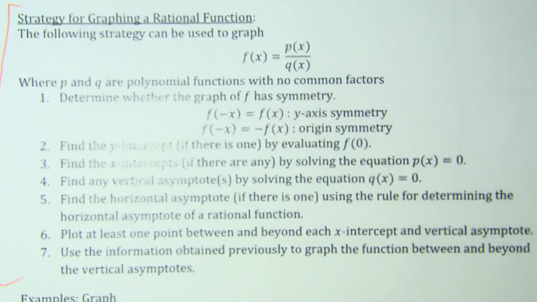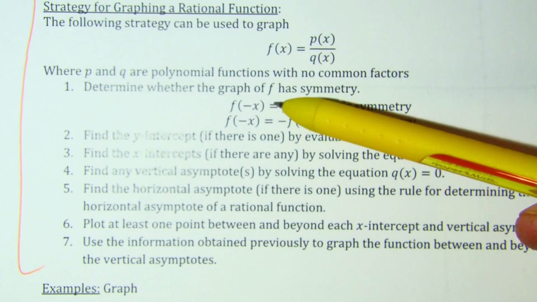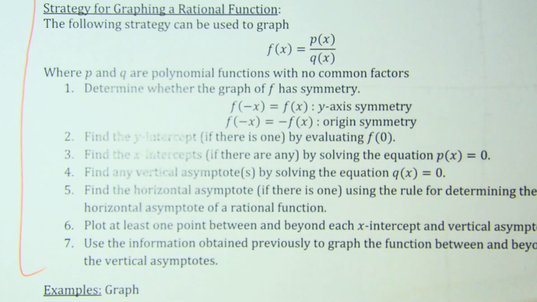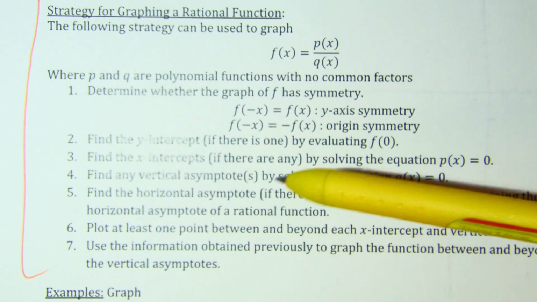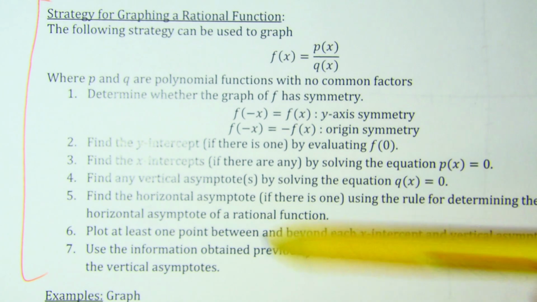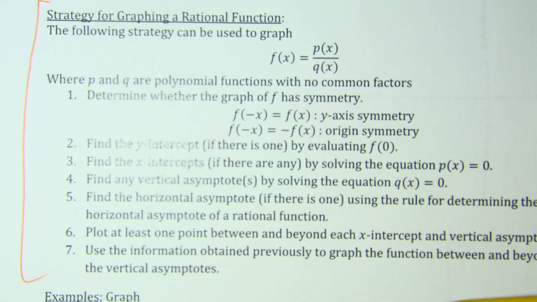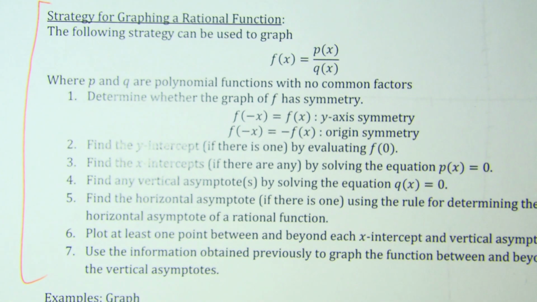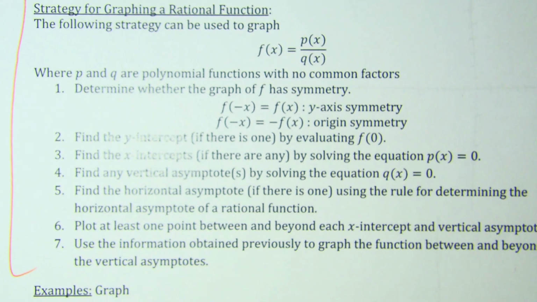So here I have a long list of tools that can help us with graphing rational functions. And when we're graphing rational functions, we can determine if it has even or odd symmetry. We can use y-intercepts, x-intercepts, vertical asymptotes, holes, horizontal asymptotes, slant asymptotes as well. We can plot points in each interval, and then we can use all of those things and plug in points to piece together our graph. So we're going to do several examples of these.